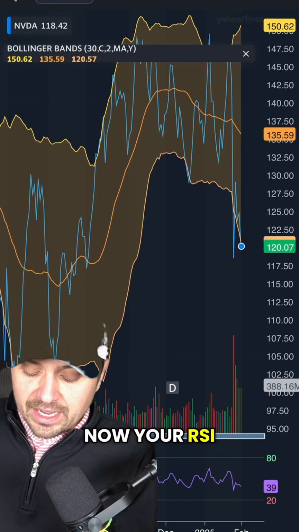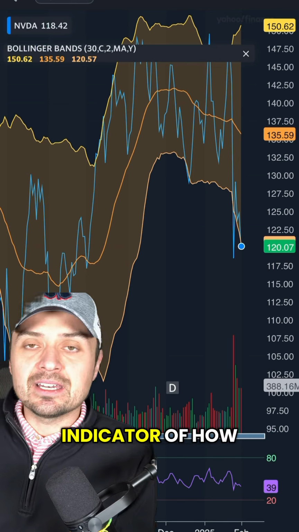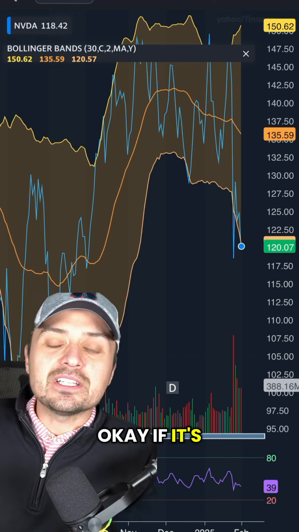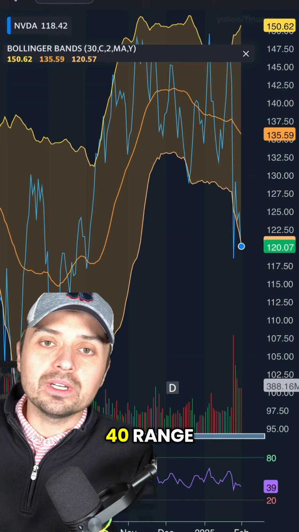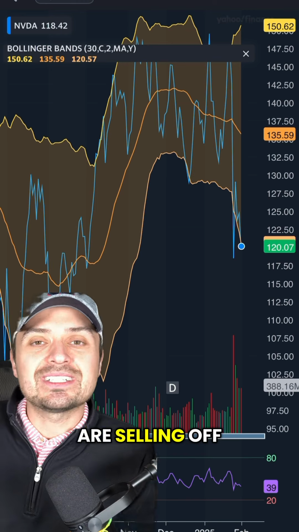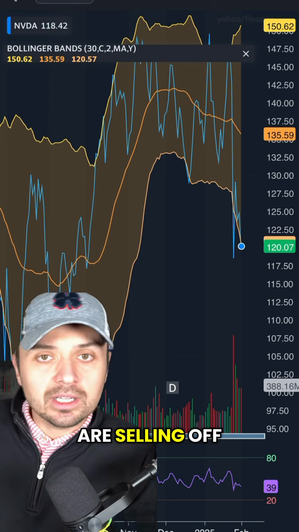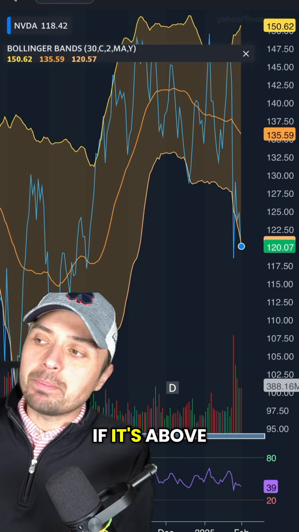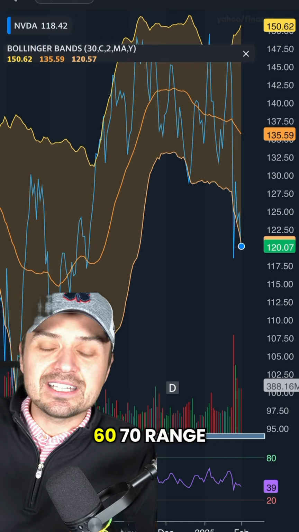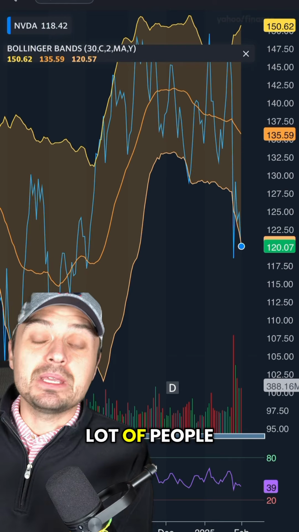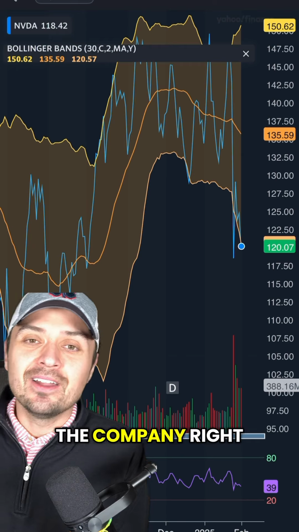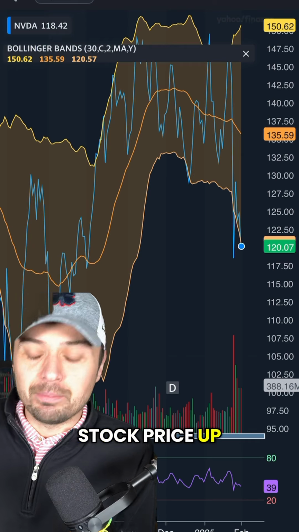Now, your RSI here down below basically is an indicator of how overbought or oversold a company is, okay? If it's in that 30, mid 40 range, that means a lot of people are selling off the company. And if a lot of people are selling off a company, right, what does that do to the price? It sends it lower. Now, if it's above 50, it's in that high 50 range, 60, 70 range, that means a lot of people are buying the company, right? And what does that do? If a lot of people are buying a company, right, it shoots the stock price up higher.